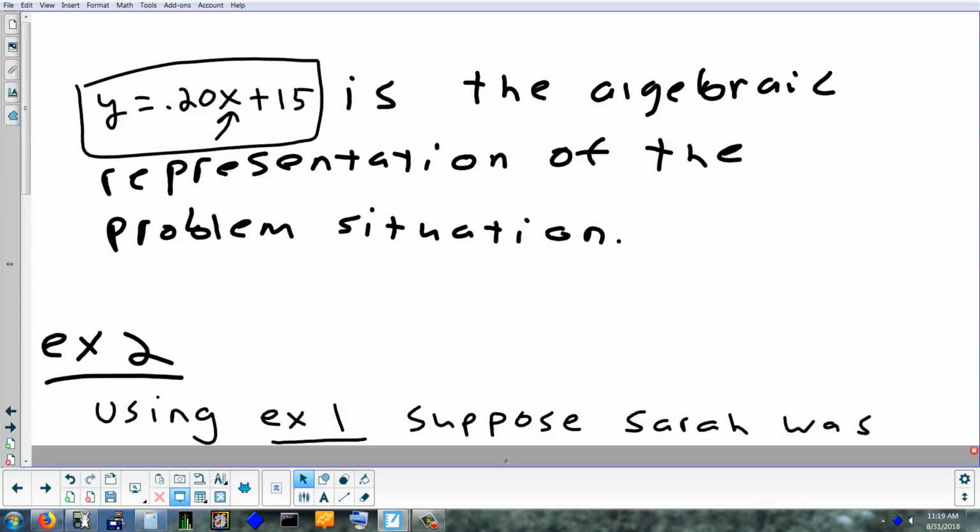Mathematically, you could do negative 10 times 0.2 plus 15. But in our problem, negative 10 is not in the domain. It doesn't make sense to use negative 10. Right? So when we graph things on the calculator, we have to keep in mind restrictions from the word problem.